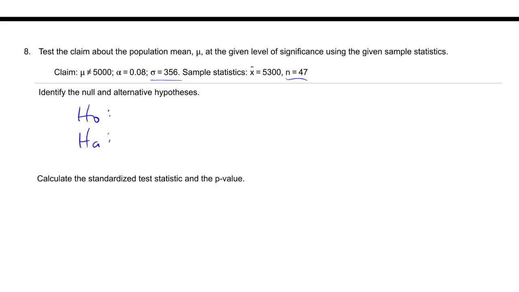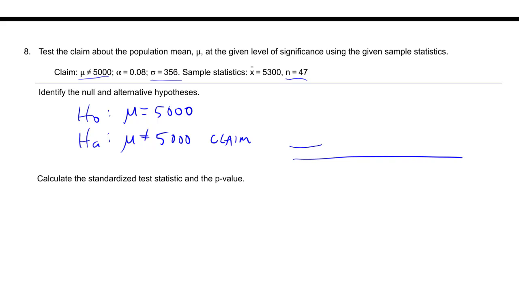They've told us mu not equal to 5,000. Not equals has to be the alternative, and that's our claim. Equals would have to be H naught here, the null hypothesis. And again, because it's an equals, not equals situation, this is a two-tail.